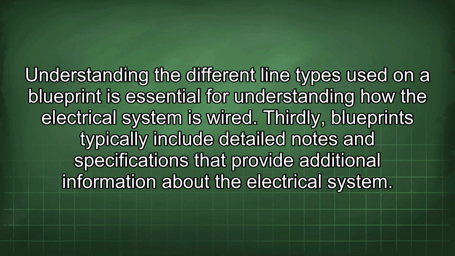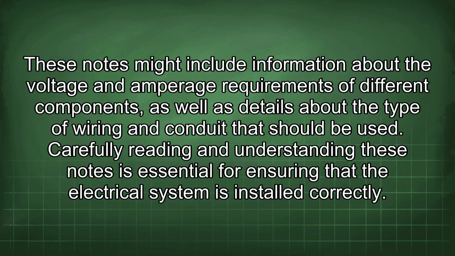Thirdly, blueprints typically include detailed notes and specifications that provide additional information about the electrical system. These notes might include information about the voltage and amperage requirements of different components, as well as details about the type of wiring and conduit that should be used. Carefully reading and understanding these notes is essential for ensuring that the electrical system is installed correctly.